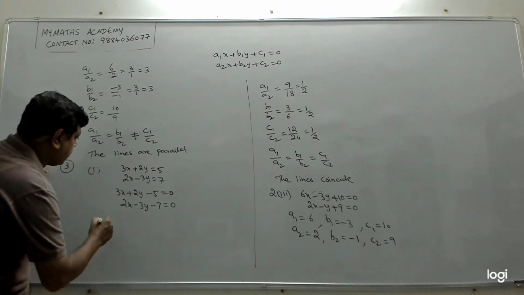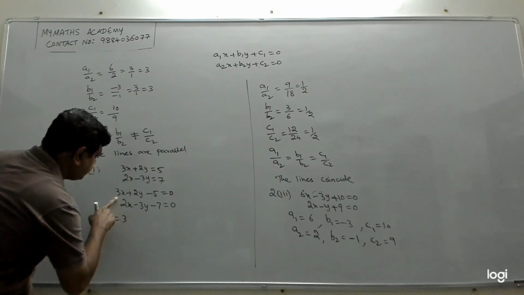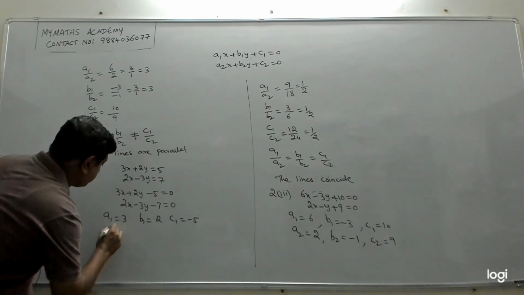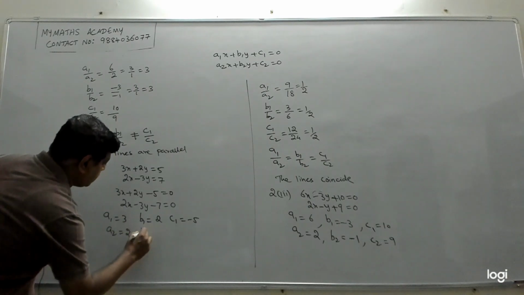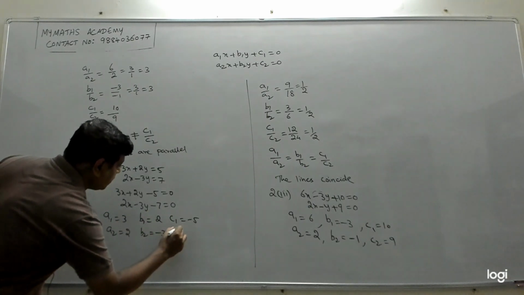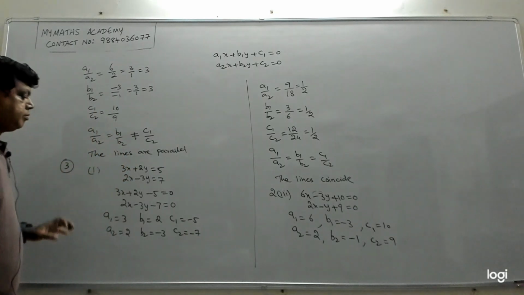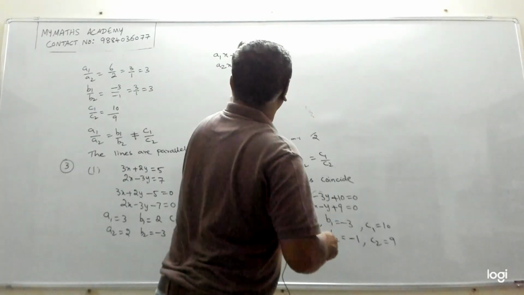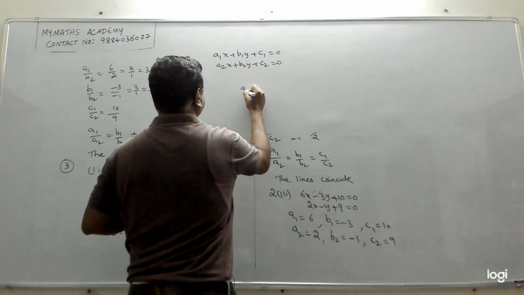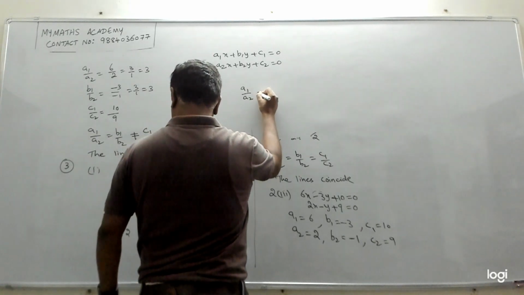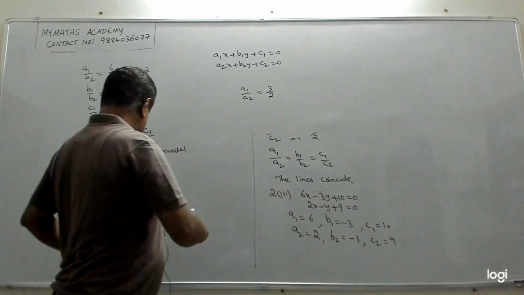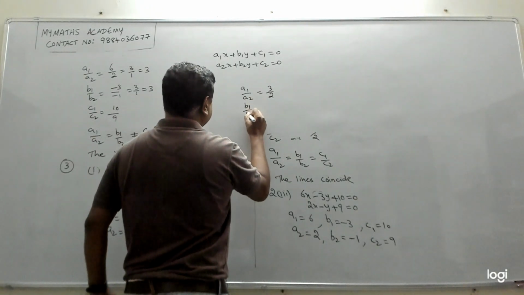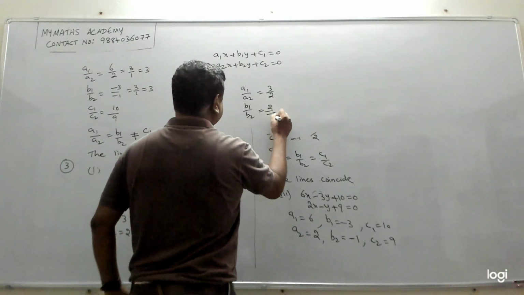So now what is A1 in this? A1 is 3, B1 is 2, C1 is minus 5. What is A2? 2. B2 is minus 3 and C2 is minus 7. Clear? Now let's try to find the ratio. What is A1 by A2? A1 by A2 is 3 by 2. Now B1 by B2 is equal to 2 by minus 3.